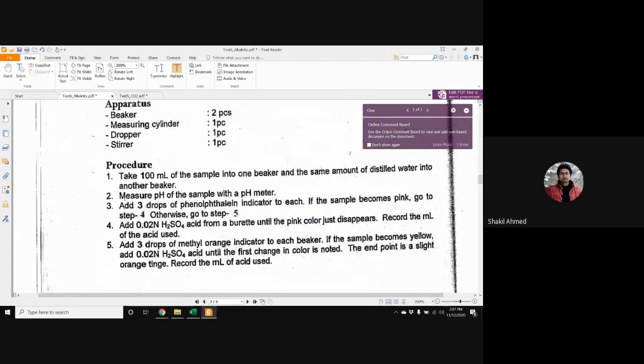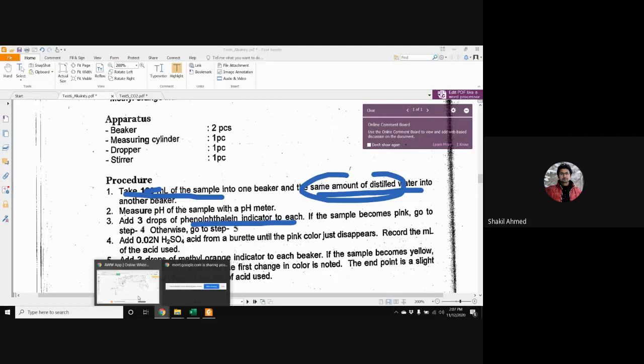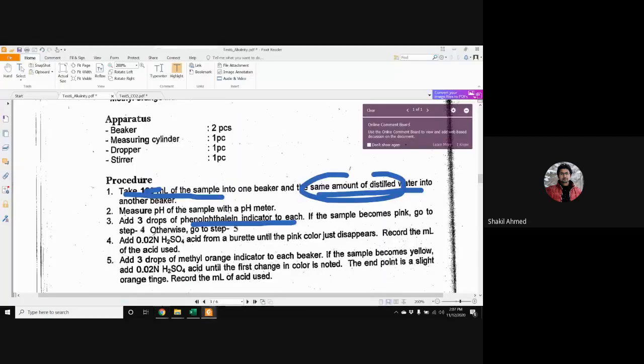So let's see what they're telling. Take 100 ml of the sample, and the same amount of distilled water into the beaker to compare the color. That's it. The distilled water is to compare the color. Measure pH of the same sample with the pH meter. So you need to measure the pH. Add 3 drops of phenolphthalein indicator to each. If the sample becomes pink, go to step 4, and otherwise go to step 5. That means if it's colorless, then you do not need to have this fourth step. You can directly go to the fifth step and add methyl orange. Clear?